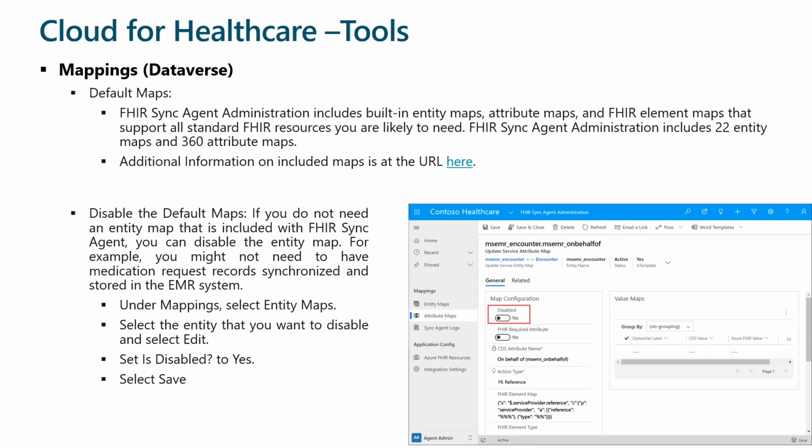These maps help you get started quickly. These maps are disabled by default and you need to enable the maps for the entities that you need to sync to FHIR. To enable the maps, open the FHIR Sync Agent administration, navigate to the entity maps and enable them for the entities you would like to sync. The Sync Agent admin app helps you to view the entity and attribute maps, enable or disable the maps, and also edit these maps.